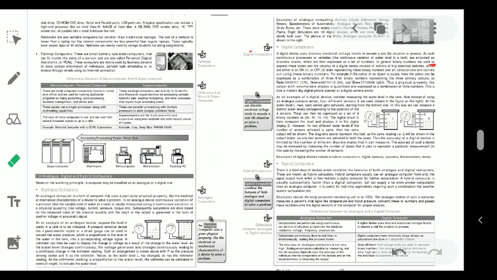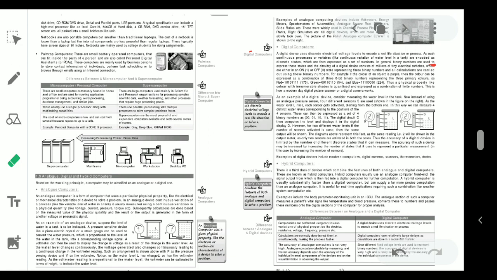Then the data is converted into binary format, processed, and gives you the result. This is the digital part. That's why it is a hybrid amalgamation of both these things. The example is the body parameter monitoring unit in the ICCU. Okay.